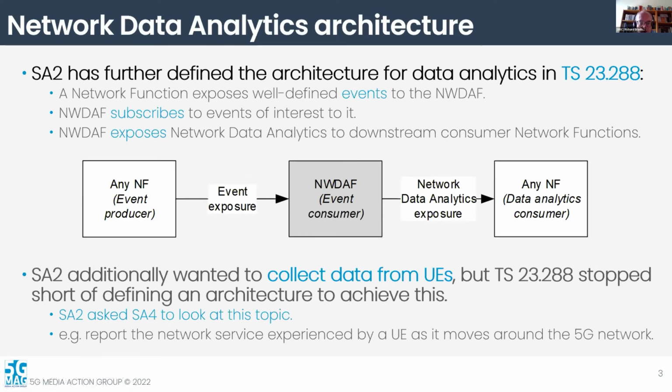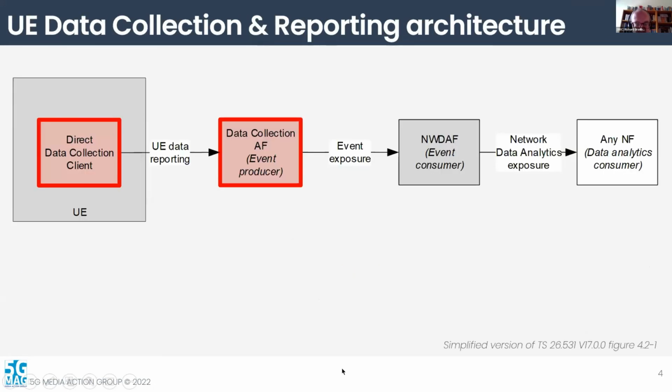And they had some ideas about the sort of things that they wanted to do. One concrete example is called the network service experience by UE. For example, if you're moving around with your mobile phone, it can record the quality of the signal that you're receiving, and then it can potentially report that, and you could do some data analytics on that to improve the quality of the network. While SA2 did have this idea of collecting information from UEs, the 23288 spec didn't really explain how to achieve this, and they deferred the work to the SA4 group that those of us on the call presenting today are members of. So we had a look at what to do, and this is what we ended up doing. Well, it's a slightly simplified version anyway.